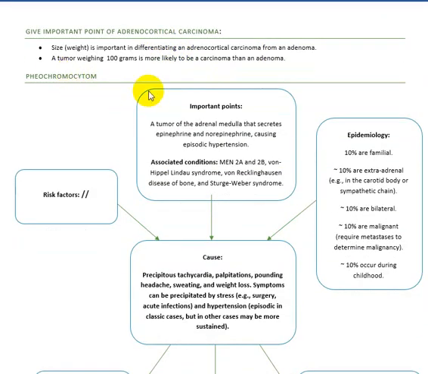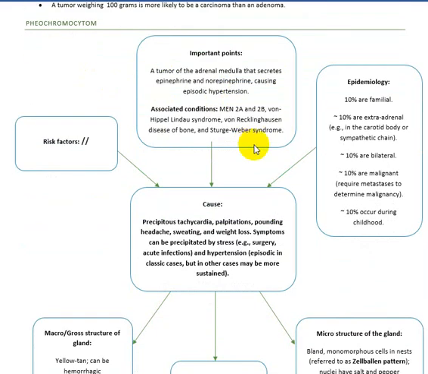Now pheochromocytoma involves a tumor of the adrenal medulla that secretes epinephrine and norepinephrine, causing episodic hypertension. So here you have excessively high norepinephrine and epinephrine stimulation. Epidemiologically, 10% are familial, 10% are extra-adrenal, 10% are bilateral, 10% are malignant, and 10% occur in childhood.